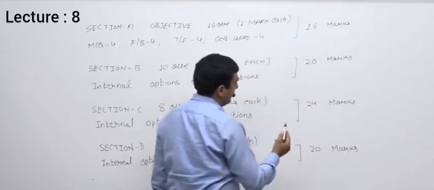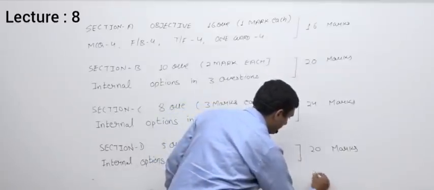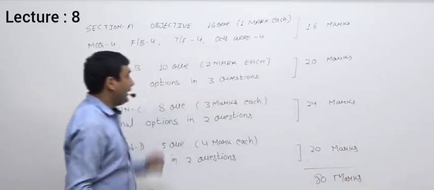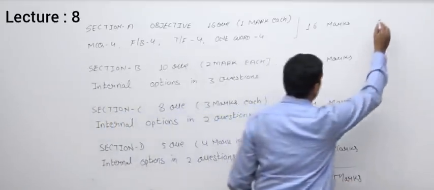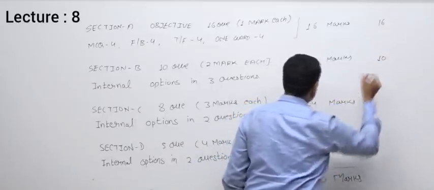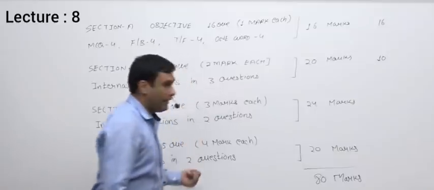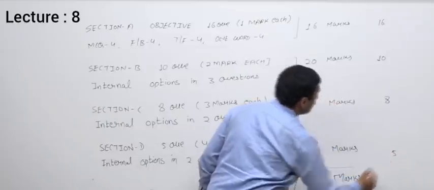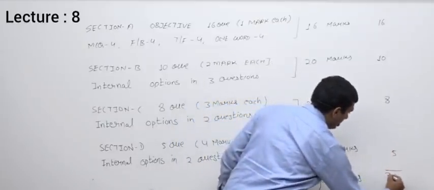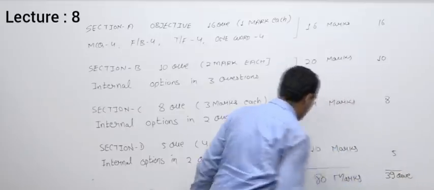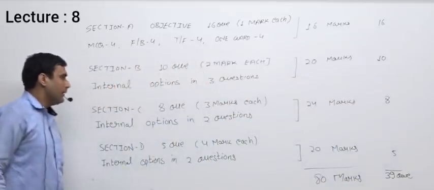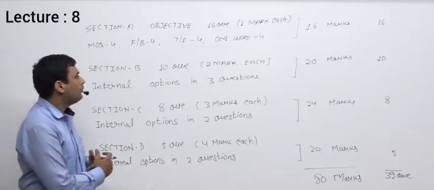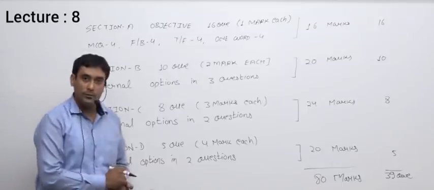So that makes 80 marks. And if we talk about the number of questions, here we have 16 questions, here we have 10 questions. In section C we have 8 questions, in section D we have 5 questions. So that makes 39 questions overall, and you'll get time to solve all these questions. When we finish our syllabus, we'll deliver a seminar on how to attempt the question paper.